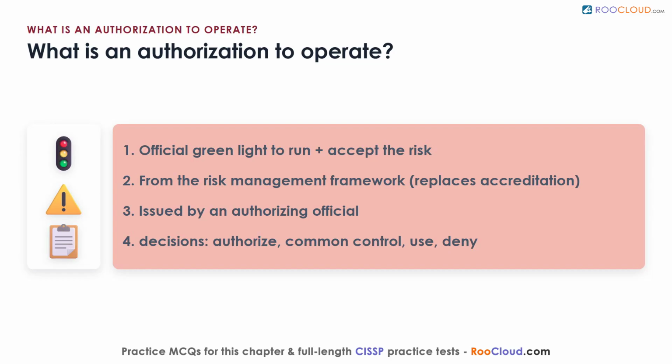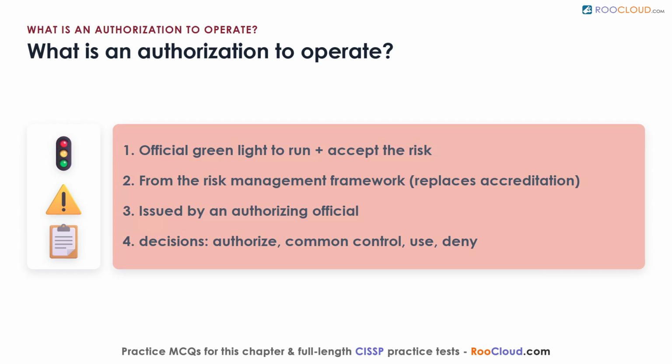That official can issue 4 kinds of decisions: a full authorization to operate when risk is acceptable, a common control authorization when a control is safely inherited from another provider, an authorization to use when a third-party service, like a cloud provider, carries acceptable risk, and a denial when the risk is simply too high.